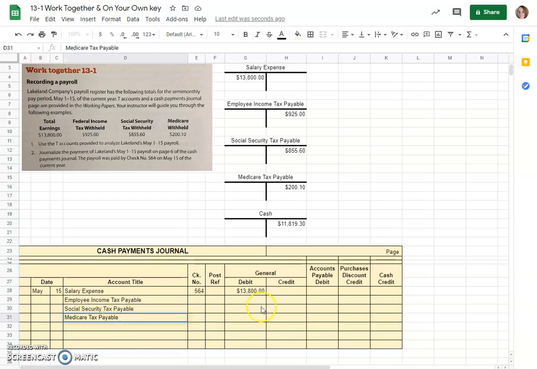So all of these payables are going to go in our general credit because they're not an accounts payable or a purchases discount or a cash credit. So we'll use the general credit. And that is $925, $855.60, and $200.10, just like we had up here.